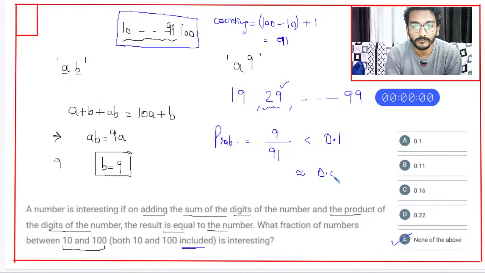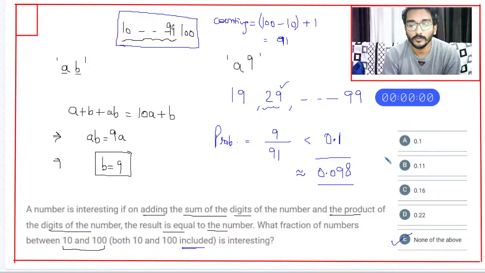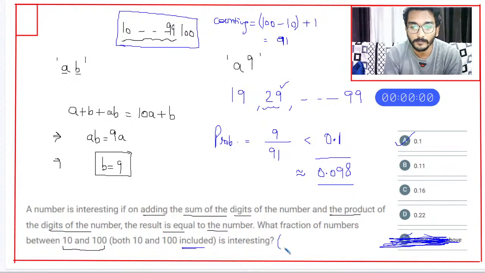Do not round it off. Do not ever approximate or mark 0.1. The answer must be accurate. If none of the above is not given to us, then we will mark 0.1 if the word approximately is written. But if none of the above is given to us, then we'll go with that. Do not take any risk in this scenario. Be confident and mark this option.